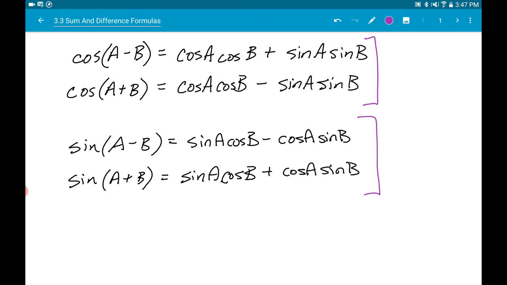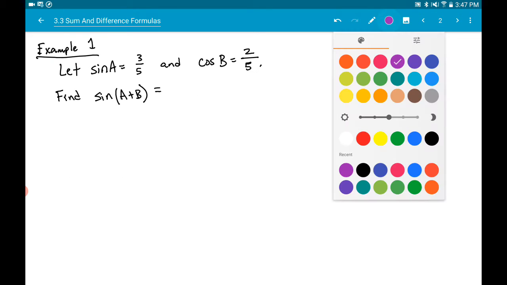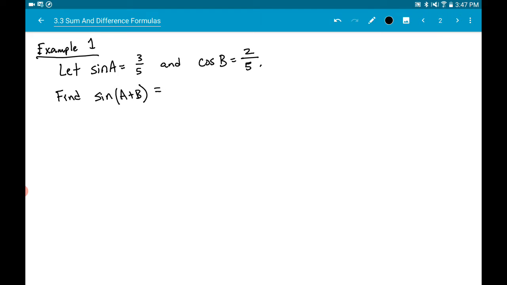I don't expect you to memorize them, and this video is going to show you how to apply them in different scenarios. So let's just jump into a couple examples. Example number 1, it says let sine A, that means angle A, equal 3/5. And cosine of angle B, so two different angles, equals 2/5. Find sine of A plus B.